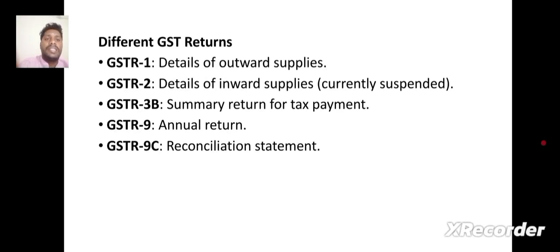Different GST returns. GSTR1, details of outward supplies. GSTR2, details of inward supplies. Currently, this one is suspended. GSTR3B, summary return for tax payment. GSTR9, annual return. GSTR9C, reconciliation statement.